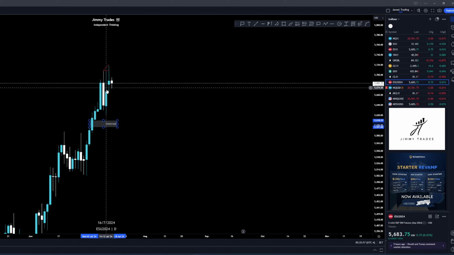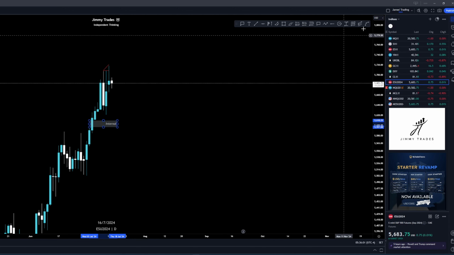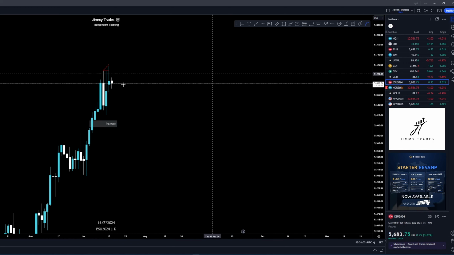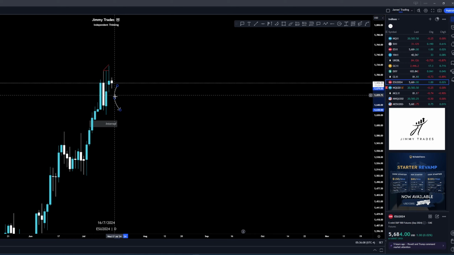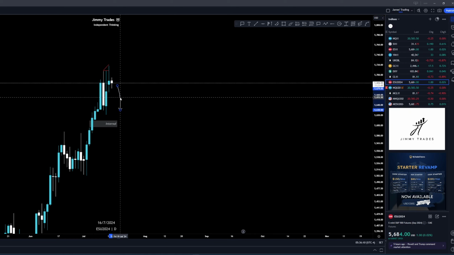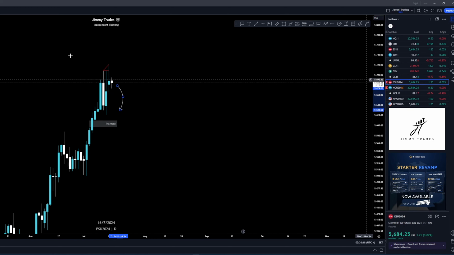I'd like to see this volume imbalance closed through. So we're anticipating price to start to move lower, and it will continue its move lower today. So bearish on ES on the daily.